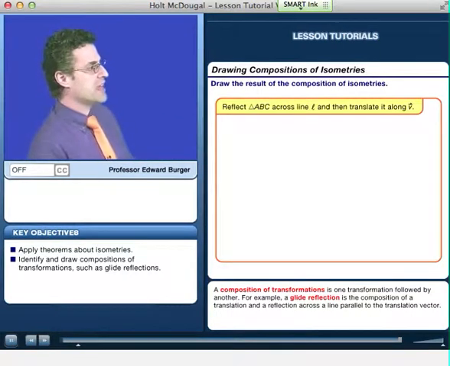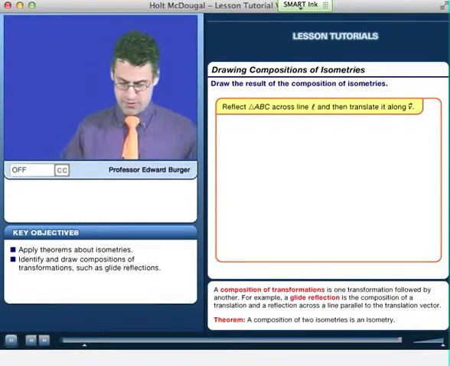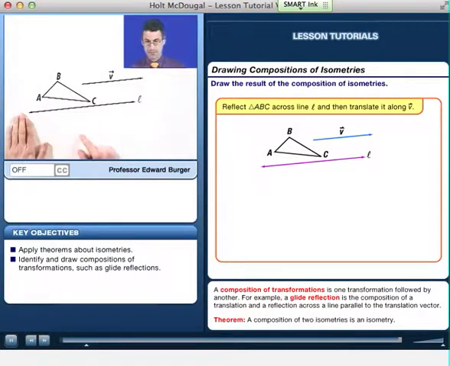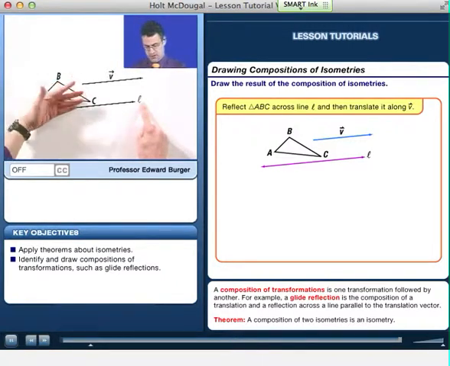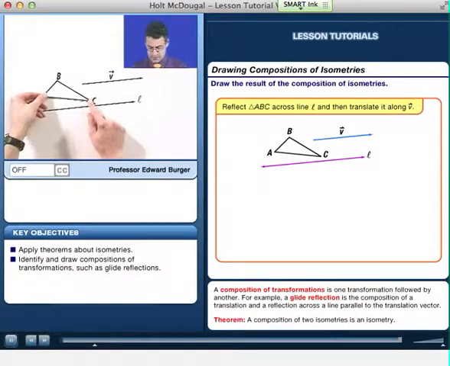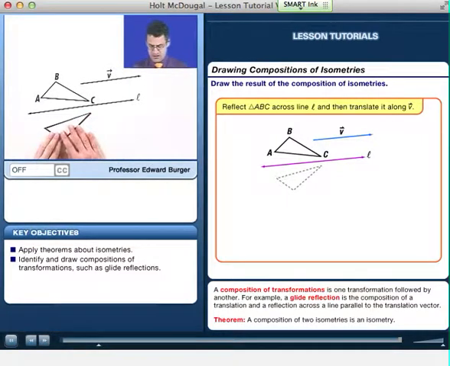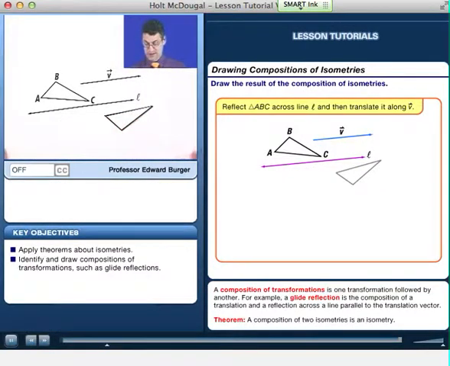So we're given the triangle ABC, and we want to reflect it across the line L, and then translate it along the vector V. So here's what we've got. We've got this triangle ABC. Then we're given this line L. The first thing we want to do is take the image and reflect it over the line, which would sort of put it, I'll do it informally, over here, like a mirror image, and then shift it by this vector, which means I take every point and move it that far over in a direction that's parallel to that. So it would look like that. In fact, that's actually the answer.